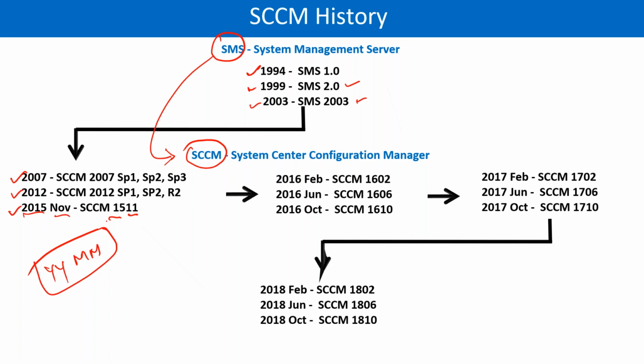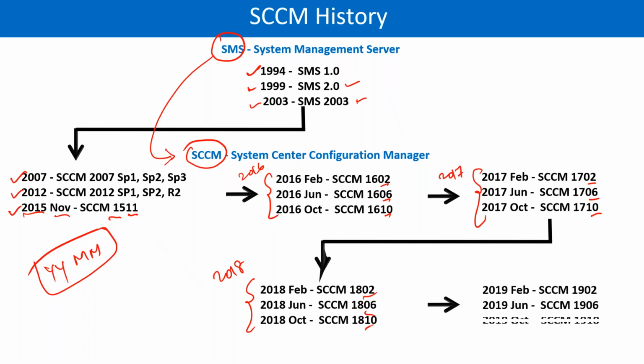So after SCCM 1511, they released these three versions in the year 2016, in the months of February, June, and October. 1610 was released in October 2016. Then these three versions were released in the year 2017, in February, June, and October. These three versions were released in the year 2018, February, June, and October. Then these three versions were released in the year 2019. Last year, 1902, 1906, and 1910.